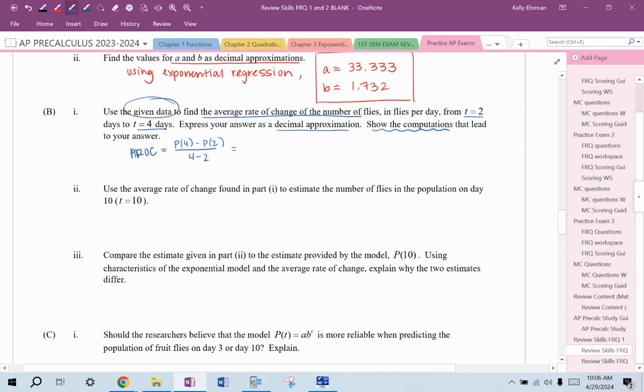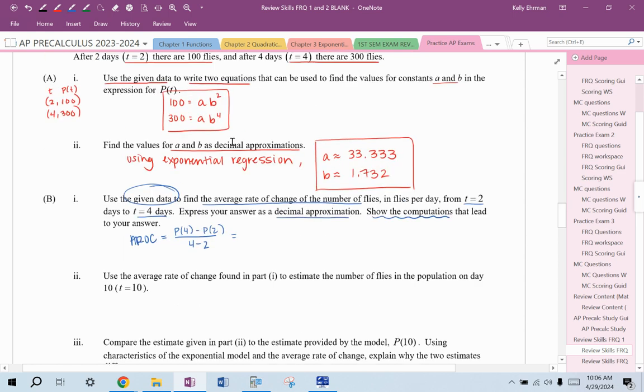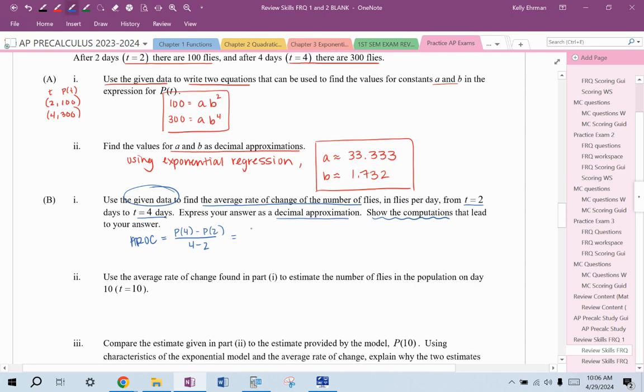Use the given data. Do not use the model values. Use the 2 numbers that we have. So 300 minus 100 over 4 minus 2 is 2. 200 over 2 is 100. Excuse me, sorry. Flies per day. I was going to sneeze there. Okay, so that's our average rate of change, 100 flies per day.